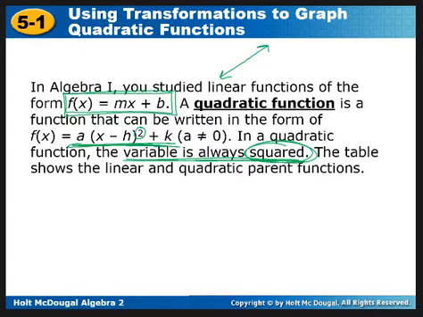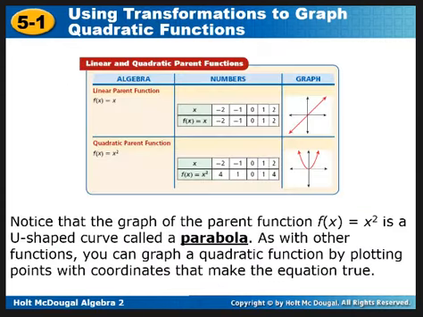Okay, so what we're going to talk about now is comparing what are known as the parent functions, or what we call the base functions, of each of these types of function. When we're talking about linear functions, the parent function would just be f of x equals x, or y equals x, if you want to think about it that way. We have a slope of 1, we have a y-intercept of 0, and you can see over here what that looks like.